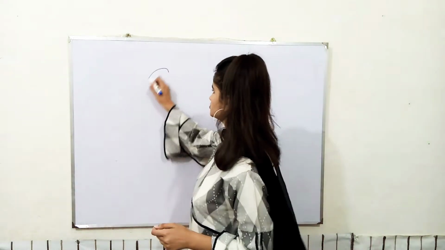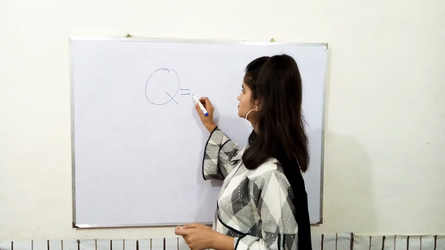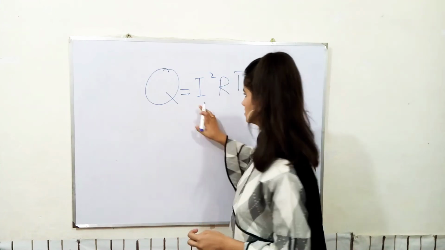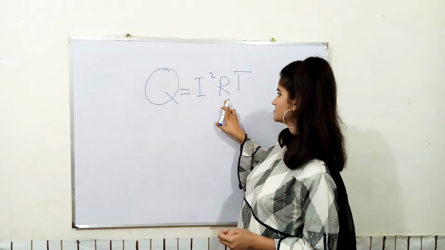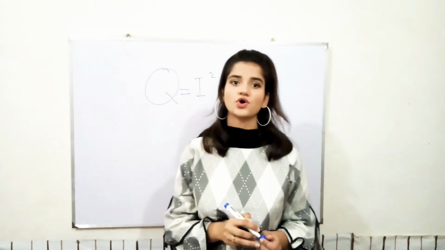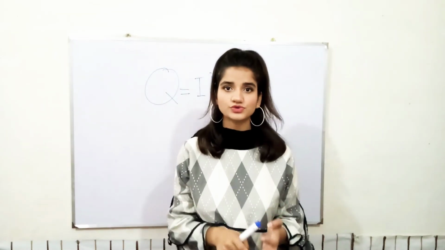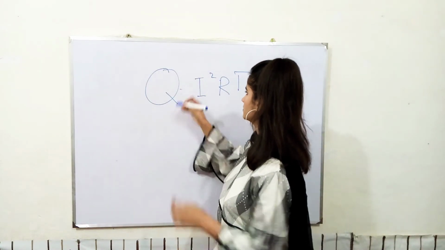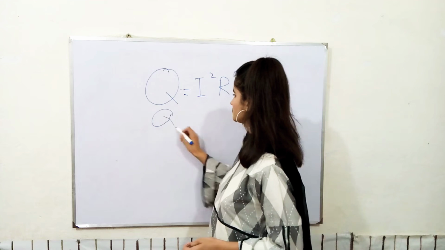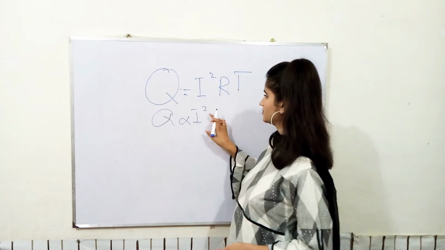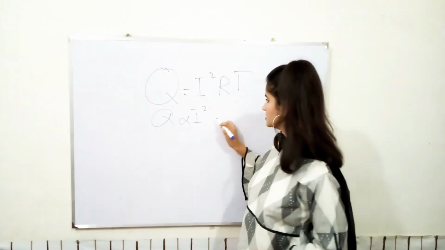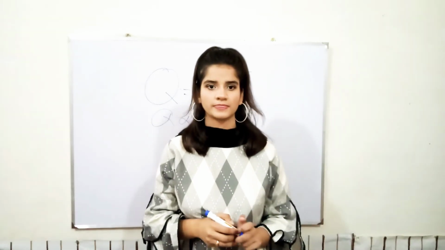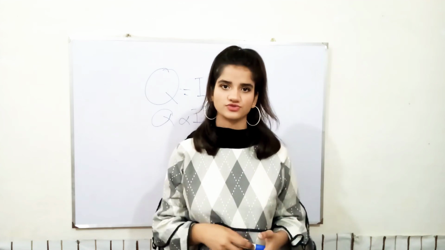There is a formula which is used for Joule's law, that is Q is equal to I square R T, where I is the current, R is the resistance and T is the time. So the amount of heat produced in a conductor is directly proportional to the square of current, resistance and the time for which current flows.